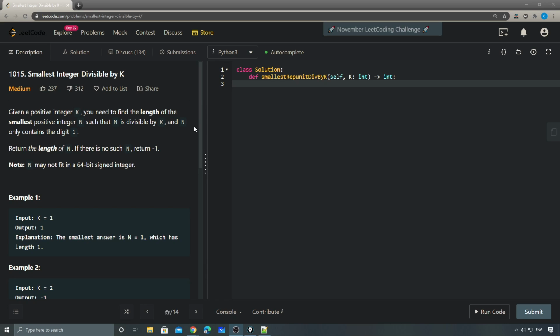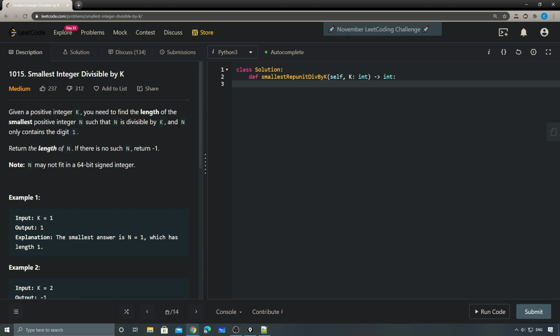So let's take a quick look at today's daily challenge problem number 1015, smallest integer divisible by k. Here's the description. You're given a positive integer k, and you need to find the length of the positive integer n such that n is divisible by k.